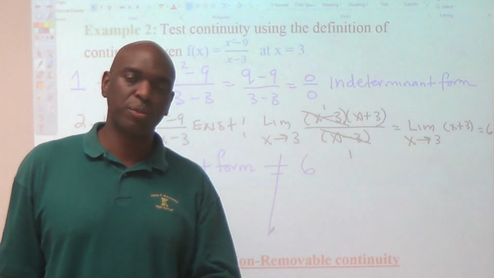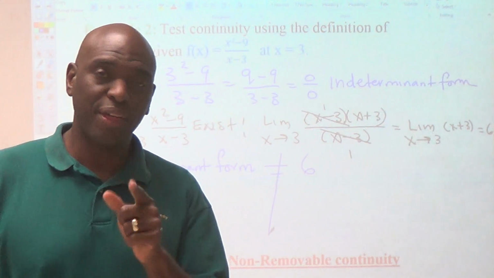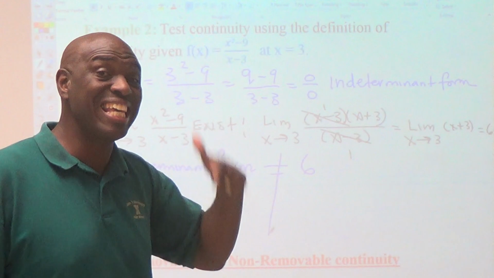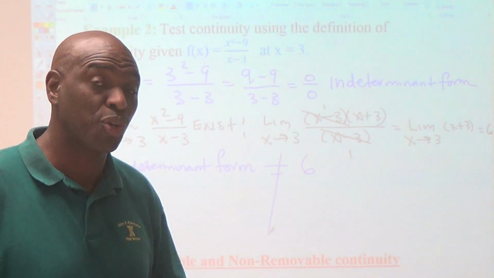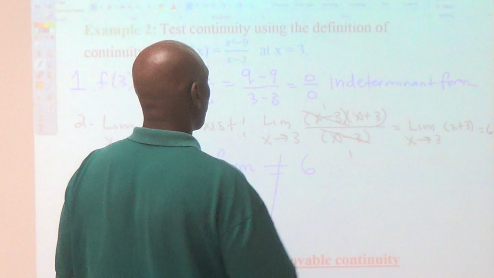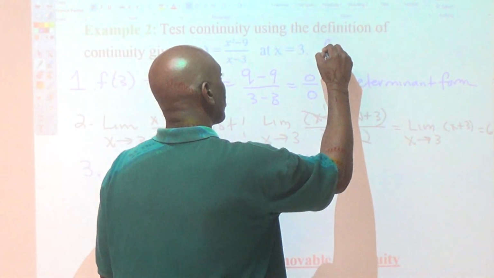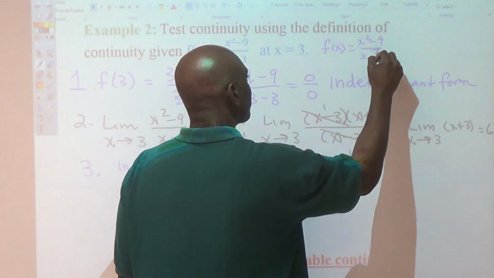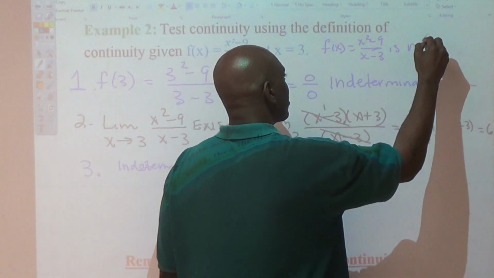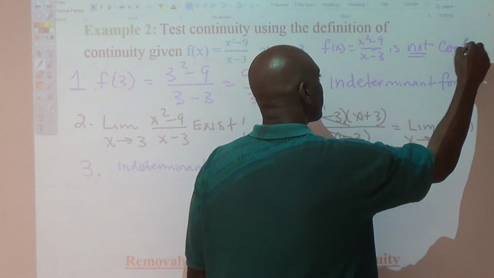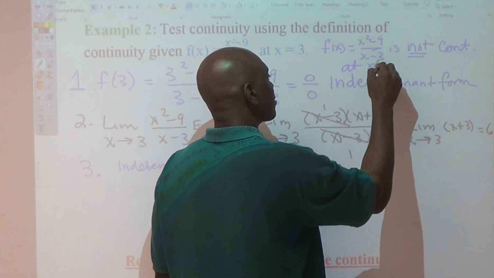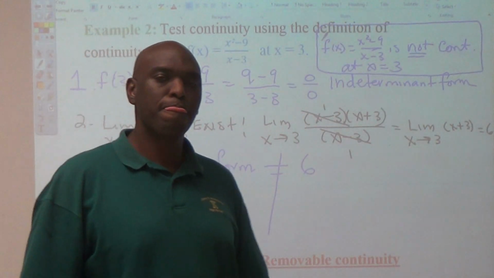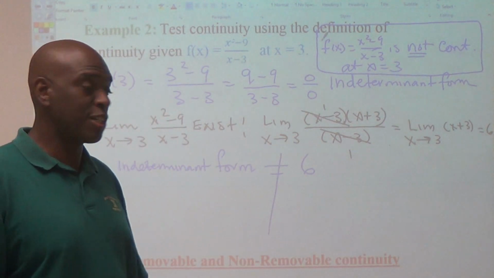Therefore, condition 3 fails. So we can conclude that this function, x squared minus 9 divided by x minus 3, is not continuous at x equal 3. So f of x equal x squared minus 9 over x minus 3 is not continuous at x equals 3. Not at all, because condition 3 fails.